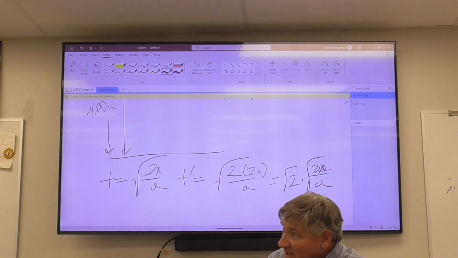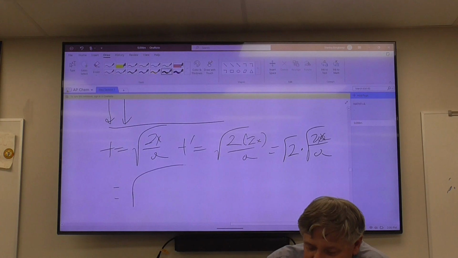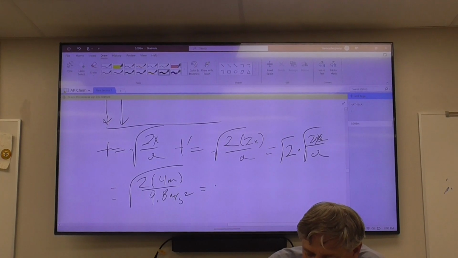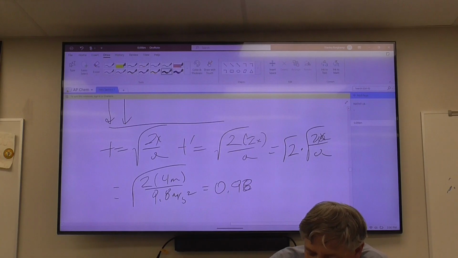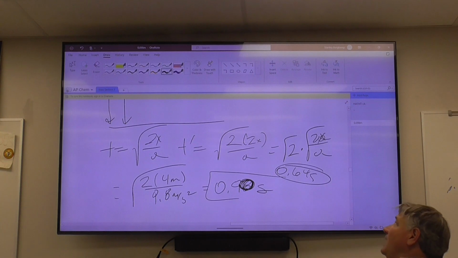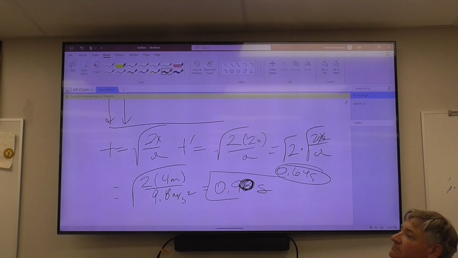You could do the smash mouth physics approach. So let's do that. I'm gonna take 2 times 4 meters, divide that by 9.8 meters per second squared. What'd you get? 0.90 seconds, something like that. Now, the original time was 0.64. If the time had doubled, the time would have been 1.28.